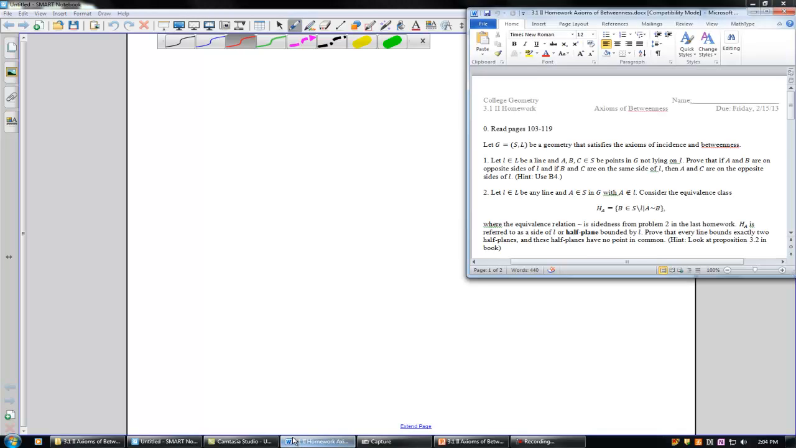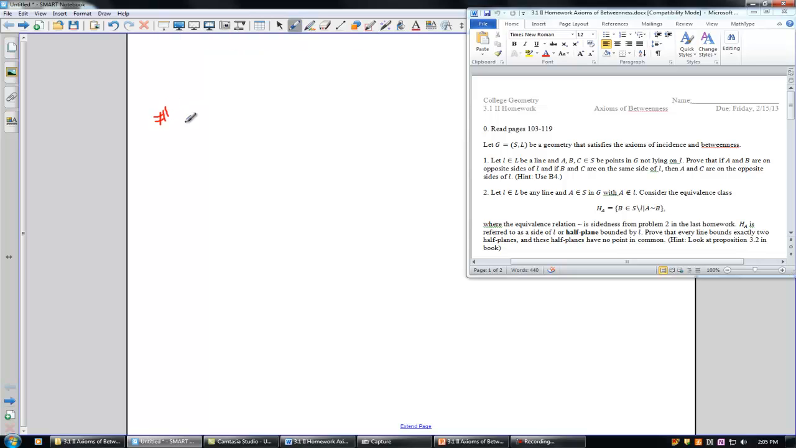Okay, so on number one, what we want to do here is use our plane separation axiom to prove this. So it says let L be a line and A, B, and C be points not lying on the line. All right, so you can draw a picture of this. It's probably a good way to start the problem.